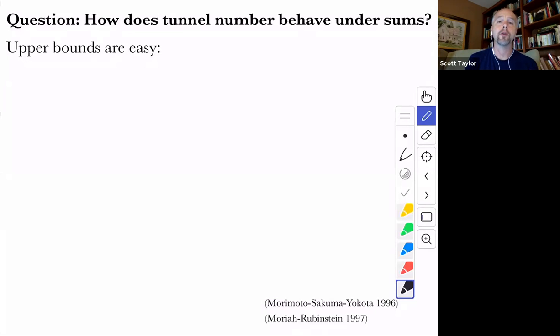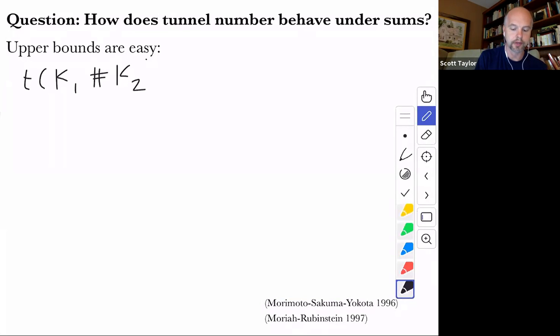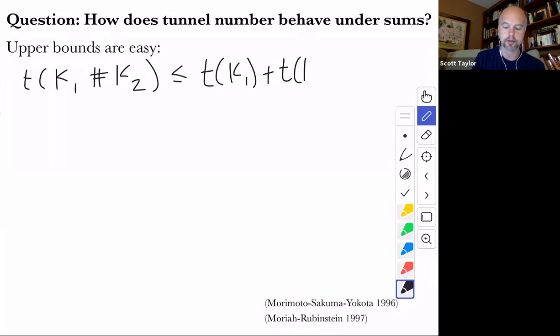Okay, whenever we have an invariant, especially a knot invariant, we want to ask, how does the invariant behave under sums? And there's one bound that's really easy. We can say, okay, if I have two knots, K1 and K2, the tunnel number of their connected sum is going to be at least the sum of the tunnel numbers. And then it turns out we need a +1. Let me explain the +1.